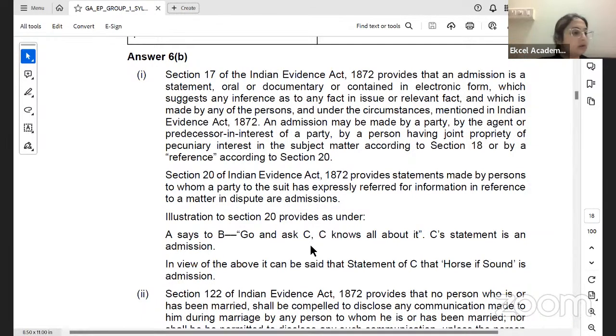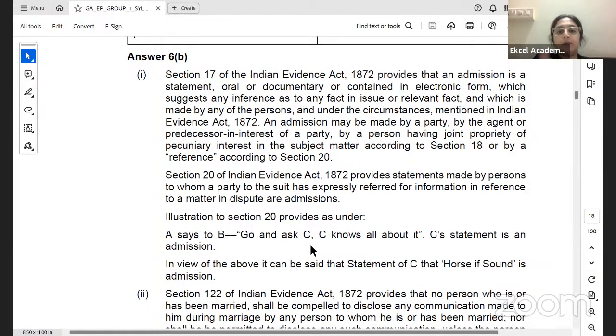C says the horse is sound. So is the statement by C a confession or an admission? The question is this: I want to buy a horse from you. I come to you and ask whether that horse is sound. You tell me, I don't know, go and ask him. I go to that third person and ask, and he says the horse is sound. Now, on behalf of you, he is saying so. Is it considered a confession or an admission?